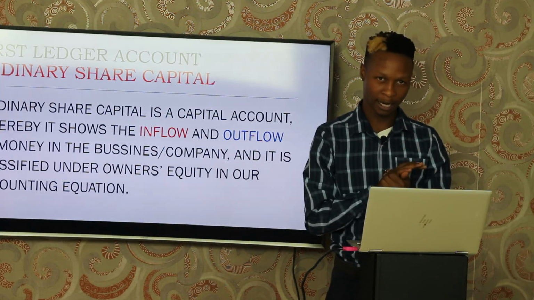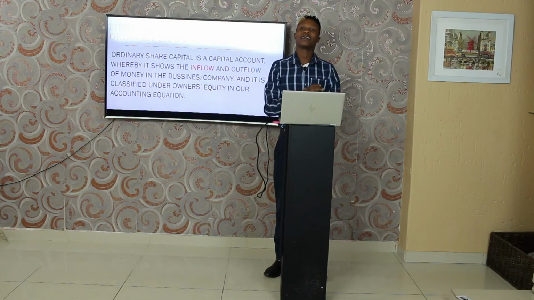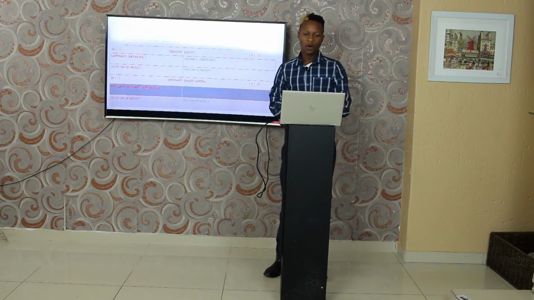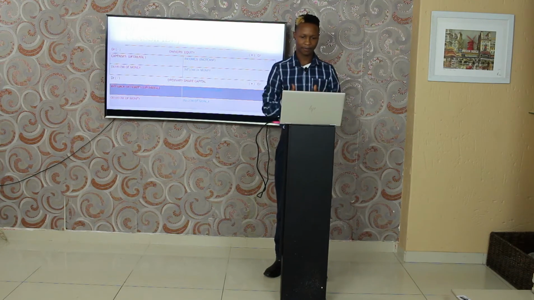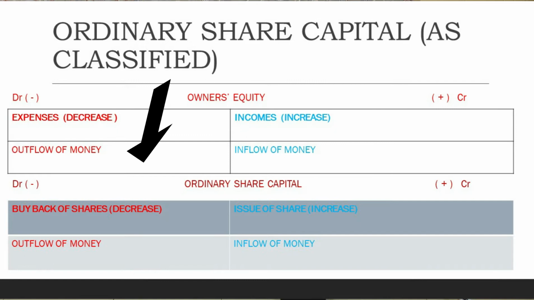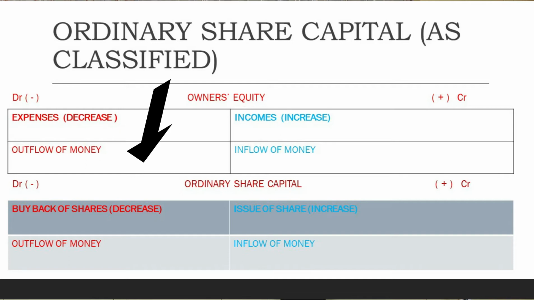So ordinary share capital is a capital account, and it is classified under owner's equity in our accounting equation. Owner's equity on the credit side increases, on the debit side decreases. So we have inflows and outflows of money. Whenever an investor comes into our company and decides to invest, our capital account will increase. Whenever as a business we decide to buy back our shares, our capital account will decrease.